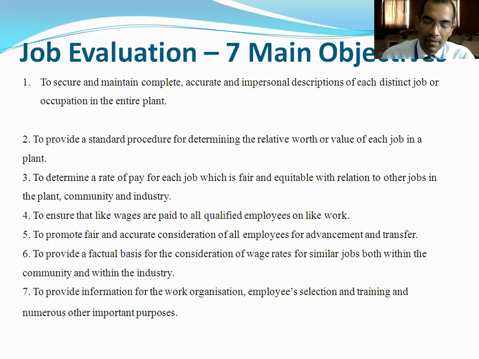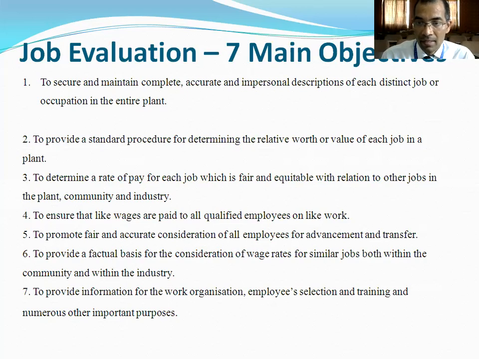As I was saying, employees like supervisors, engineers, and workers will be paid as per their qualification, experience, and expertise skills. To promote fair and accurate consideration of all employees for advancement and transfer. Sometimes when you're offered a promotion or transfer, your wage will be increased. So these are the considerations and conditions applicable in job evaluation to provide a factual basis for consideration.